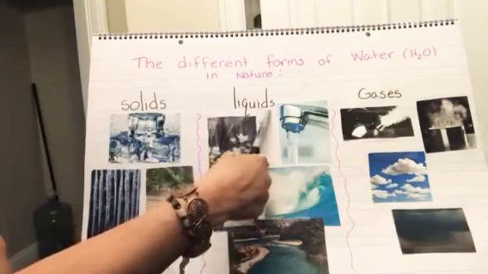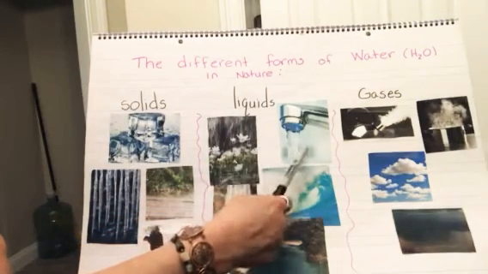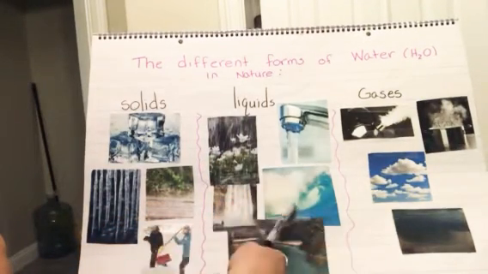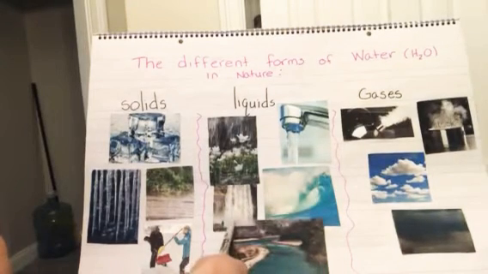Then we see water in nature as liquids. The rain, when we see water come out of a faucet. The ocean, big wave. This is a waterfall. And the rivers and lakes have fluid, liquid water.